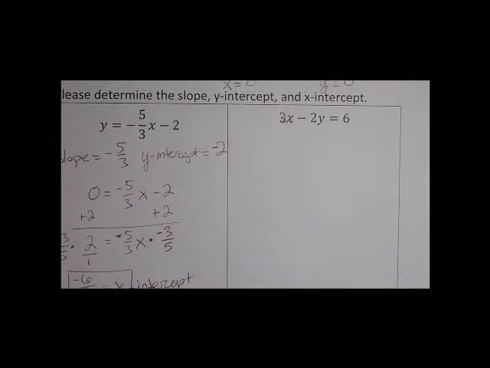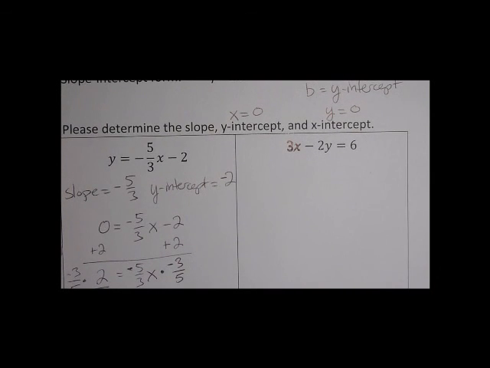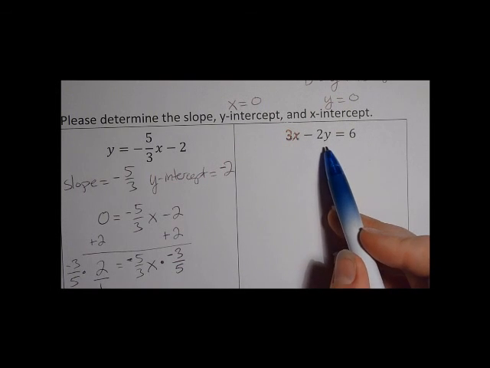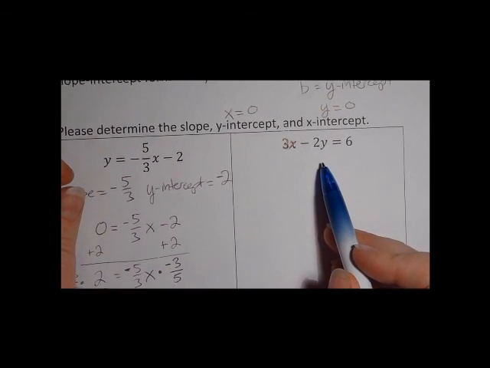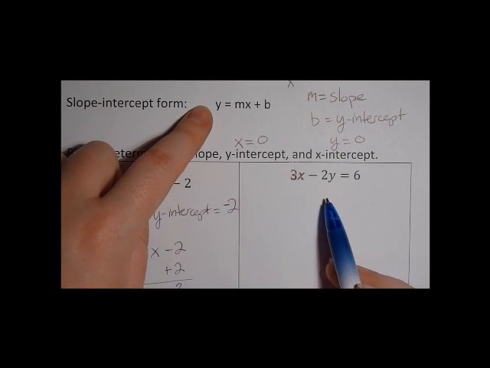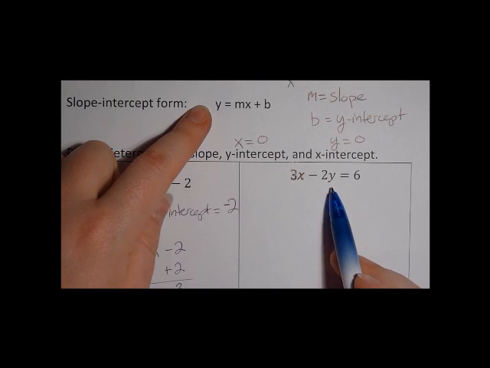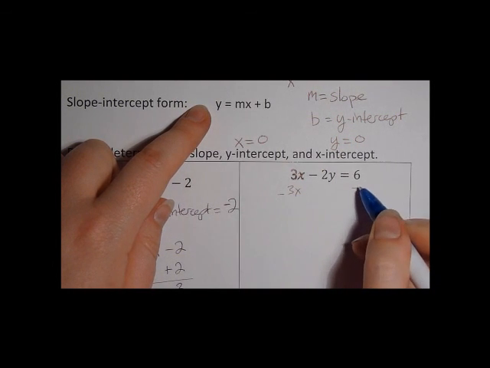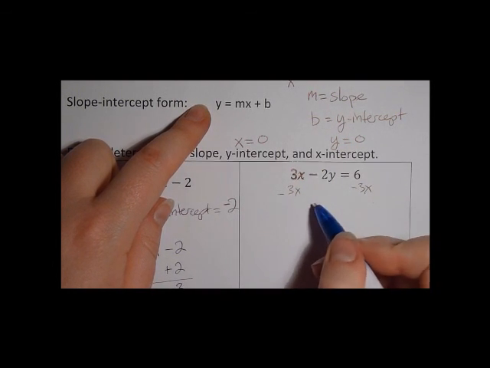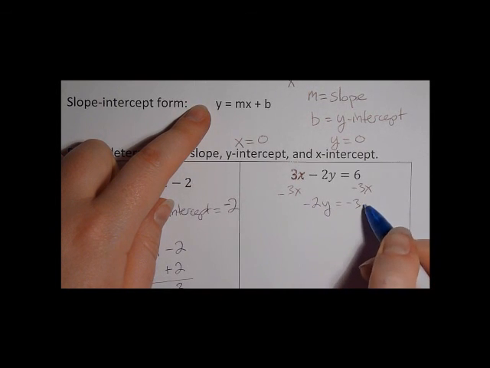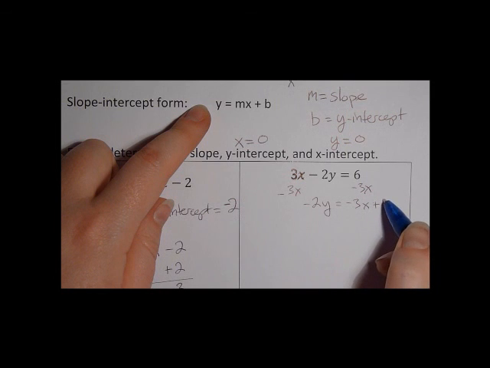Moving on to our second example, which is not written in slope-intercept form. So, in order to find the slope and y-intercept, I want to rearrange this equation to be in slope-intercept form. Notice that in slope-intercept form, y is all by itself. So I'm going to solve for y. First, I'm going to subtract 3x from both sides. So now I'm left with -2y equals -3x plus 6.